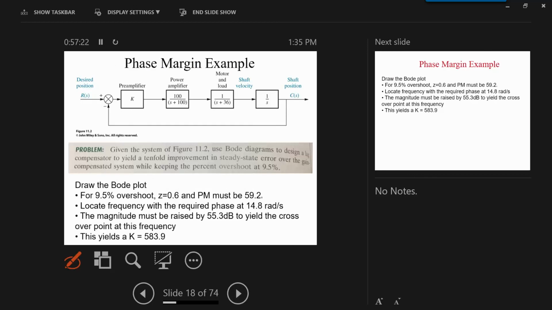So let us go to an example. This is example 11.2 in the book, and I want you to pay attention. Here, it says the problem, given the system in this figure, this is a motor that we are driving a load with, a DC motor. It says use the Bode diagram to design a lag compensator to yield a 10-fold improvement in the steady state error.